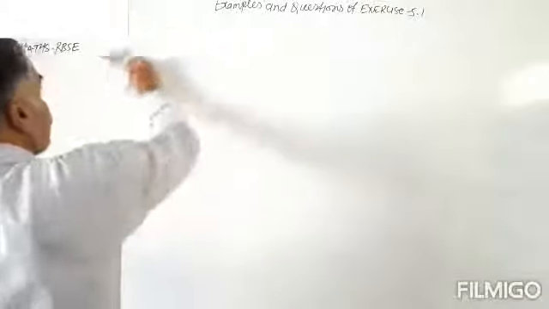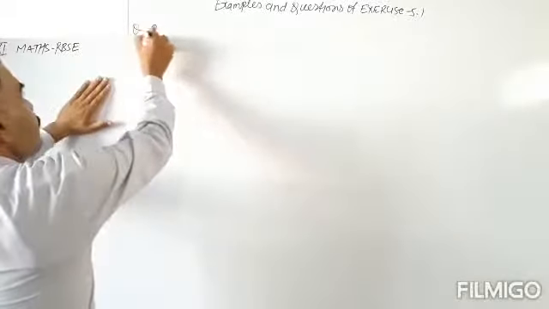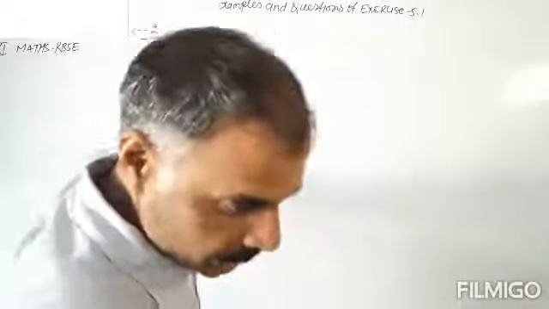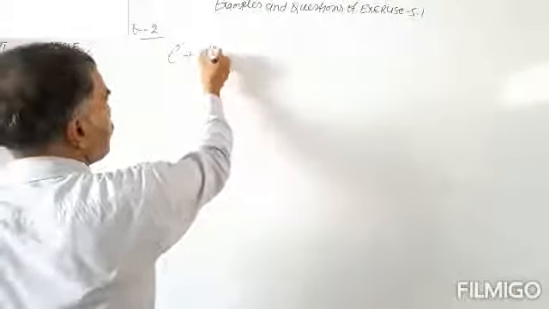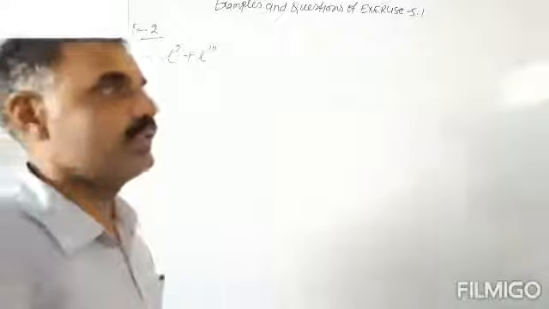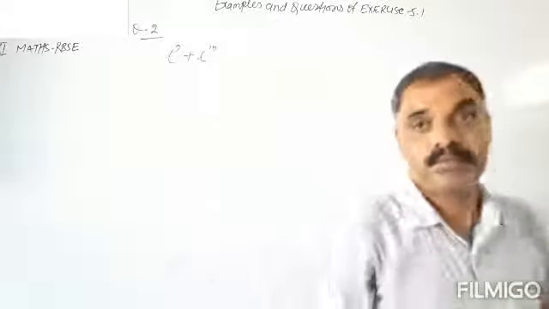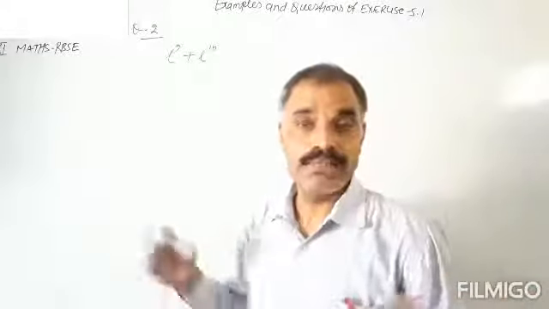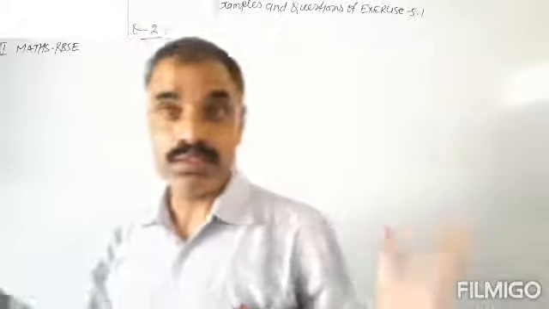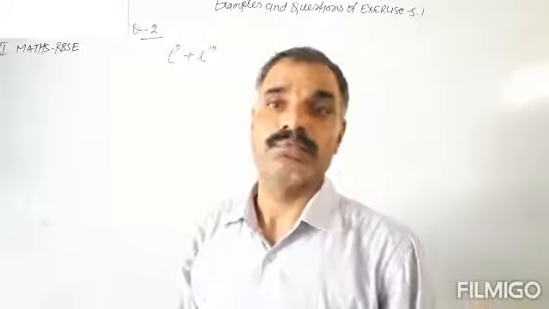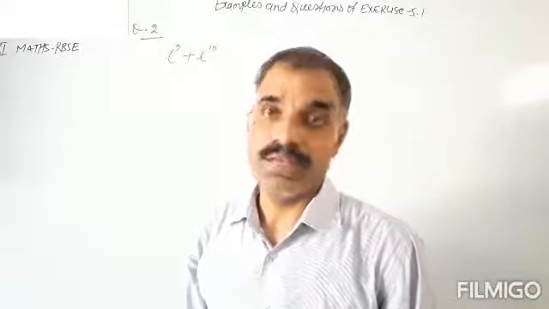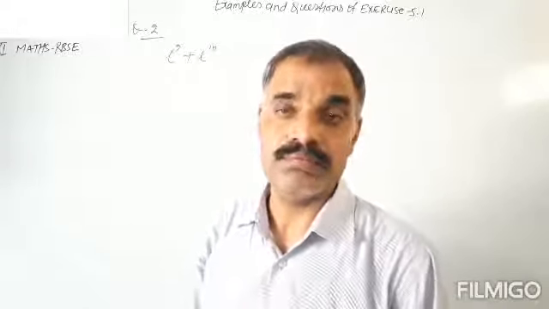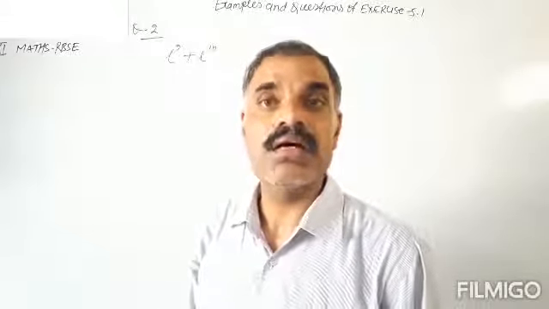Directly we will solve question number two, which is iota to the power 9 plus iota to the power 19. Here the main thing is to know the integral powers of iota: positive integral powers and negative integral powers of iota.